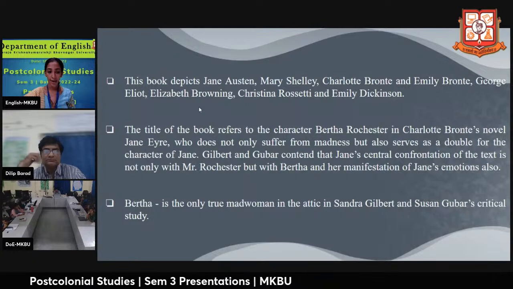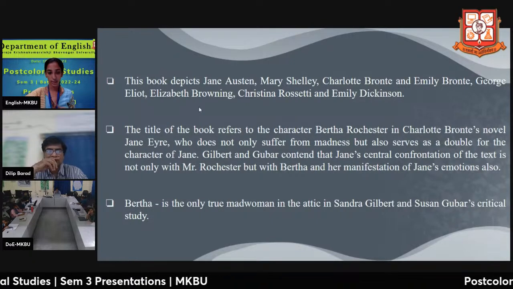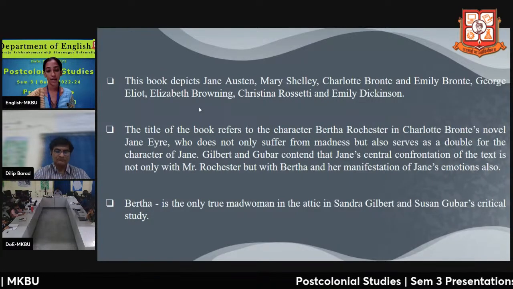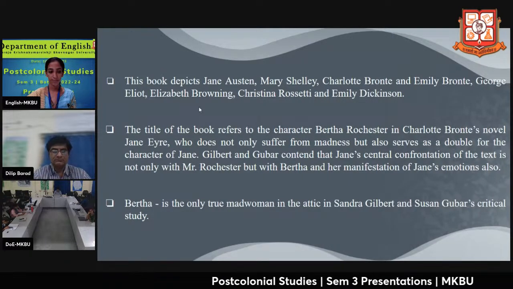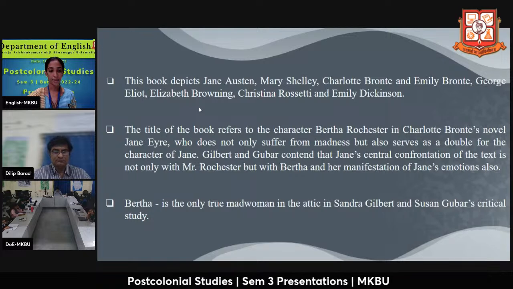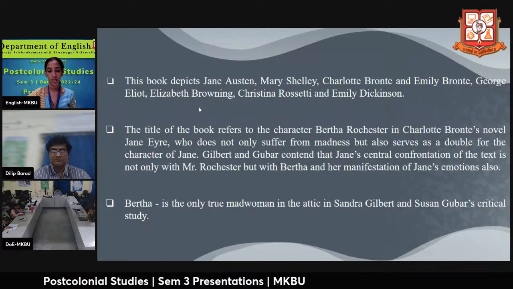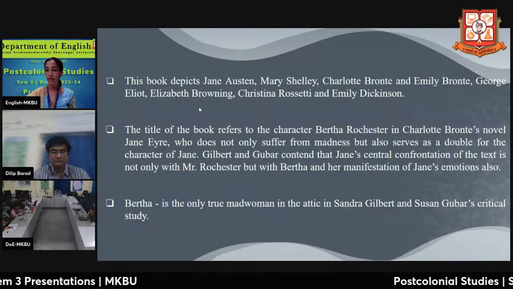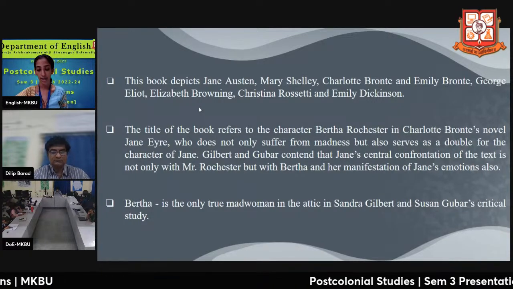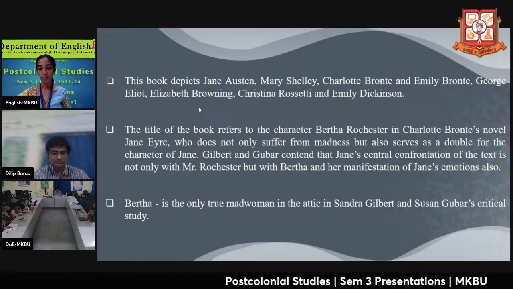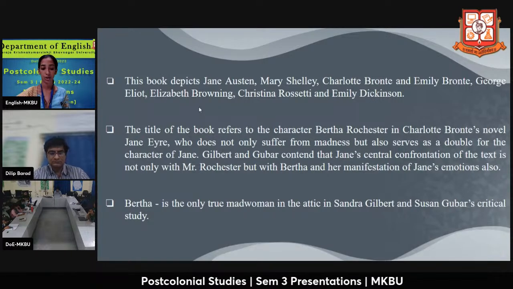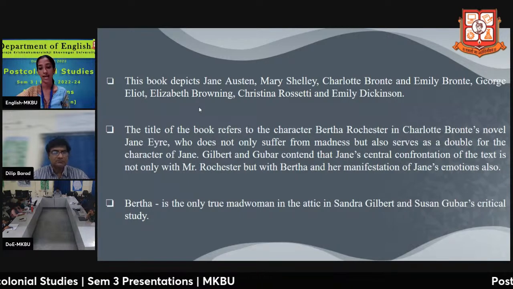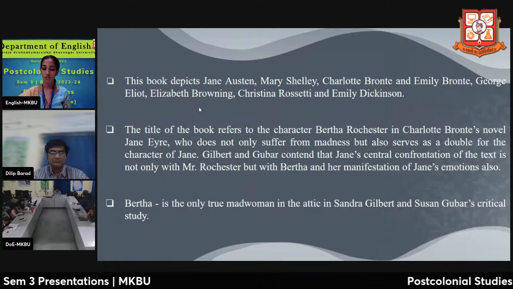The book depicts Jane Austen, Mary Shelley, Charlotte Bronte, Emily Bronte, George Eliot, Elizabeth Barrett Browning, Christina Rossetti, and Emily Dickinson. The title of the book refers to the character Bertha Rochester in Charlotte Bronte's novel Jane Eyre, who not only suffers from madness but also serves as a double for the character of Jane.